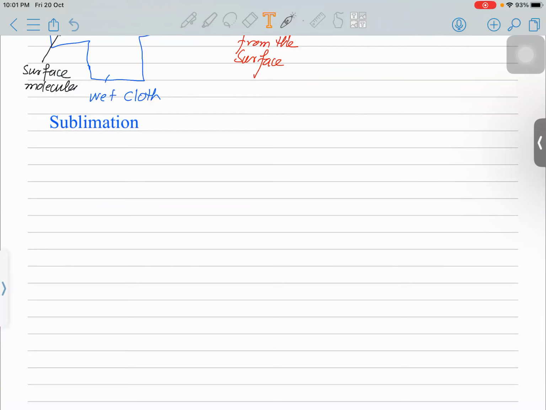Yes, what is sublimation? So sublimation is like when a substance changes from solid to gas.